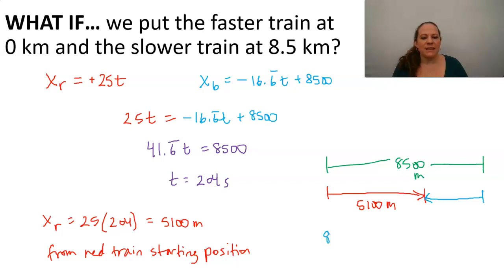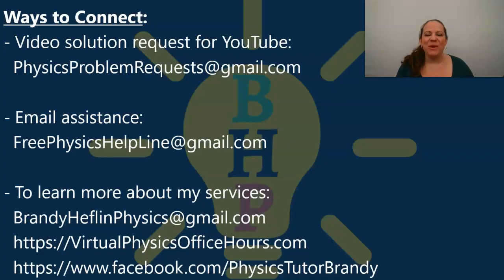So when we take that 8,500 minus 5,100, we're going to get 3,400 meters from where the blue train started, just like we did before. So the problem works either way, regardless of which train you choose to put in which starting position. So I hope you have found today's explanation of a very typical kinematics problem of objects with different velocities heading toward each other. When and where do they meet?